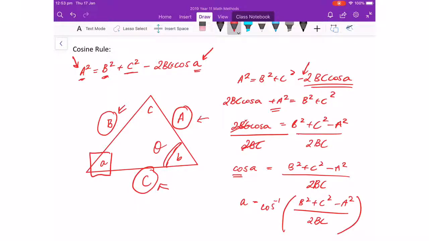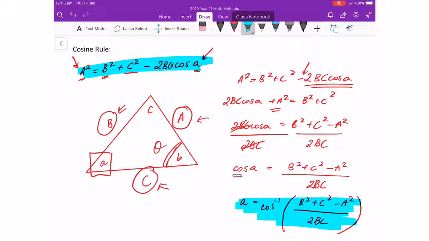All right, so you can use either this one or this one, as long as you know how to rearrange. Usually it doesn't really matter which one you use. But you can use either of those when trying to find an unknown in a question.